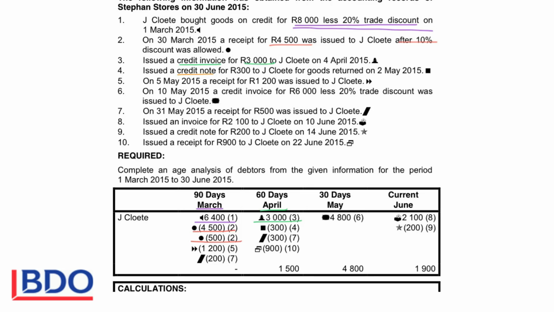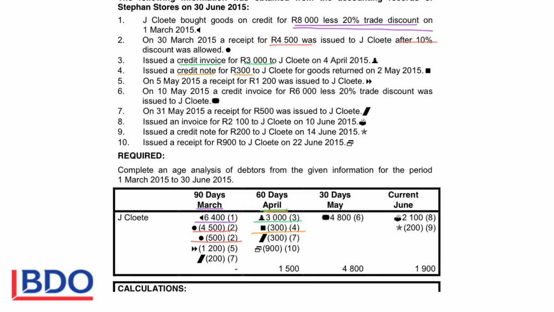Issued a credit note for 300 to Kluter for goods returned. When goods are returned, we always deduct it from the last purchases from this customer. So the last time that we sold to him was in April. So if he returns goods, we will deduct the 300 Rand from the amount that we sold to him in April. When he pays the account, you will always deduct it from the oldest sale, so that would be from March. If he returns goods, it's always from the last sales.